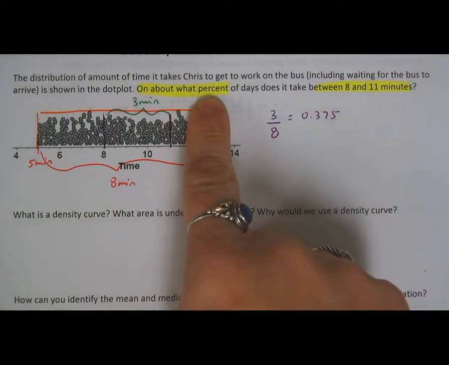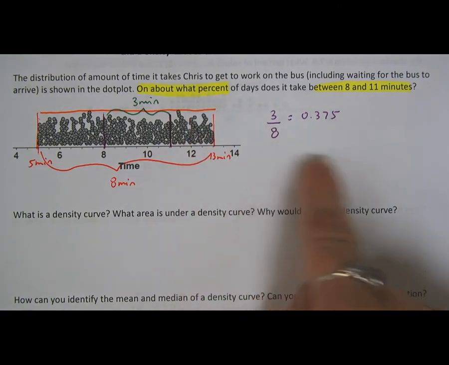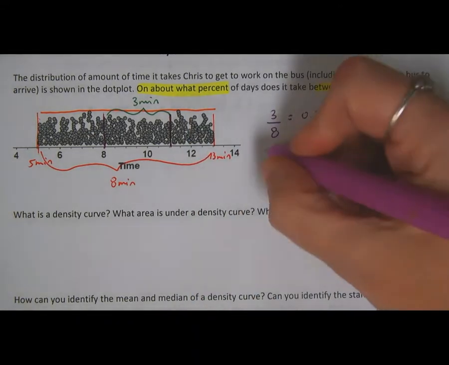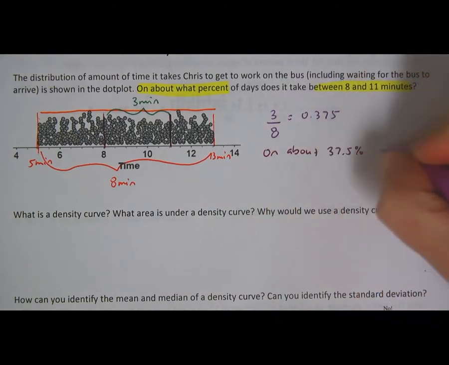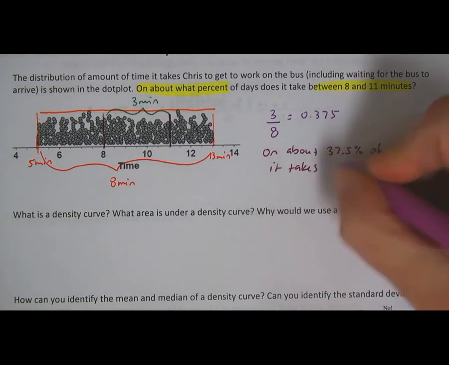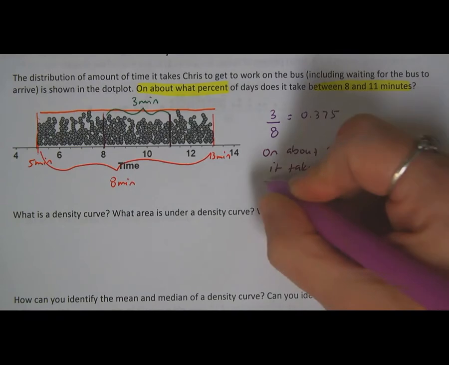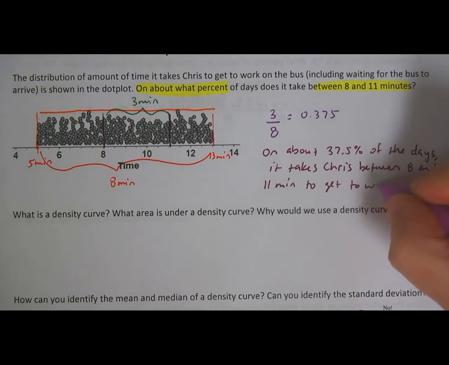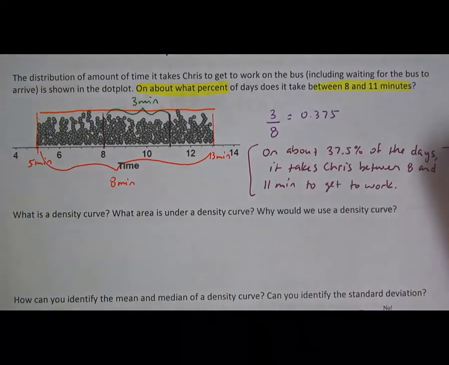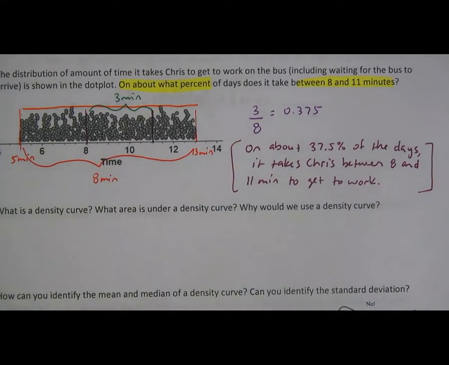You always look back and say, did they want me to give it in percent or proportion? If it said proportion, then I'd be done. I would just write a sentence. But it said percent. So on about 37.5% of the days, it takes Chris between 8 and 11 minutes. You could put to commute to work, to get to work, but be as specific as possible and be sure you write it in context if this was a free response question.